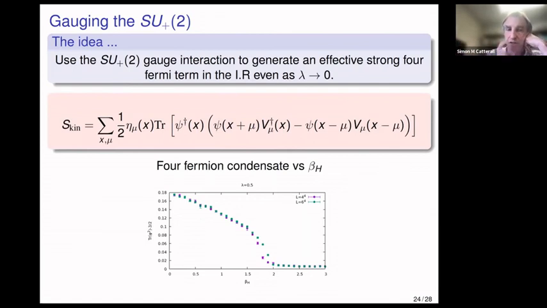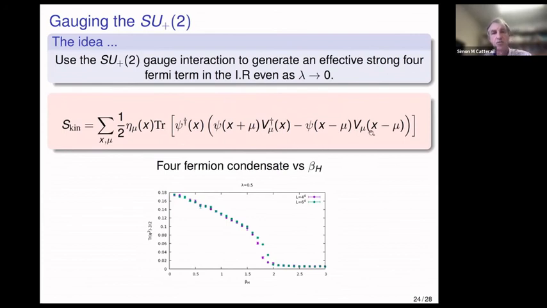Yeah, I can just take the covariant difference operator and replace it by a gauged covariant difference operator, basically. And what I can hope to do is generate an effective, strong 4 Fermi interaction in the infrared, even for vanishing values of the Yukawa interaction. So I'm trying to get my 4 Fermi operator not from a strong Yukawa interaction, but from confinement, basically, in the gauge theory. So you can do that. It's easy to gauge that.